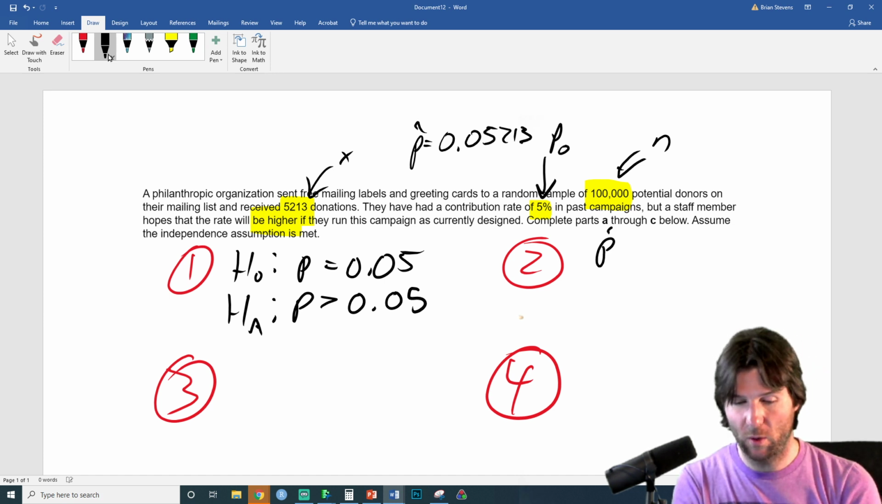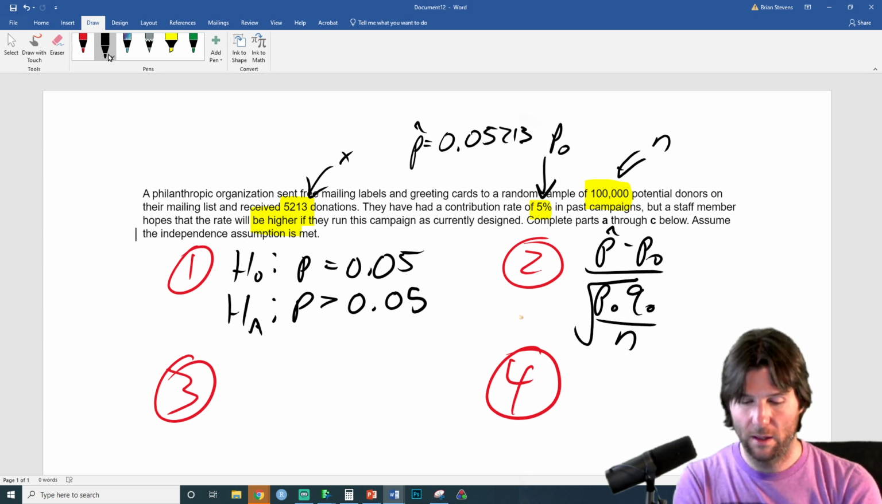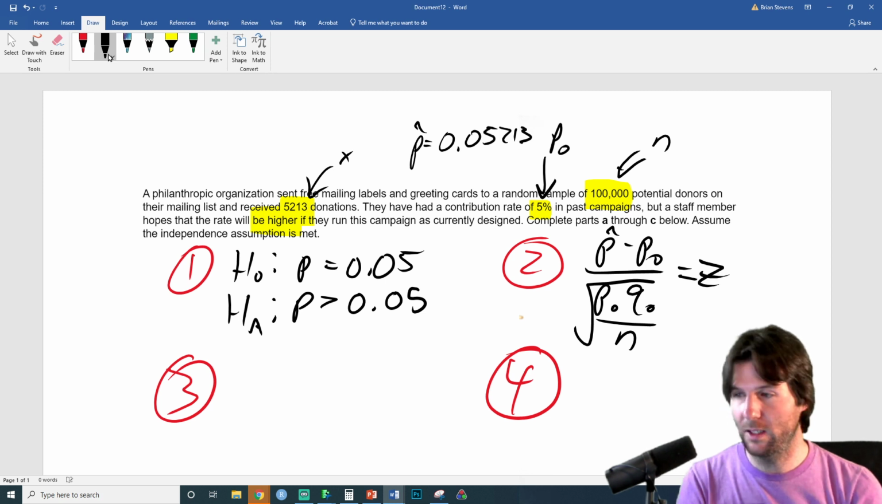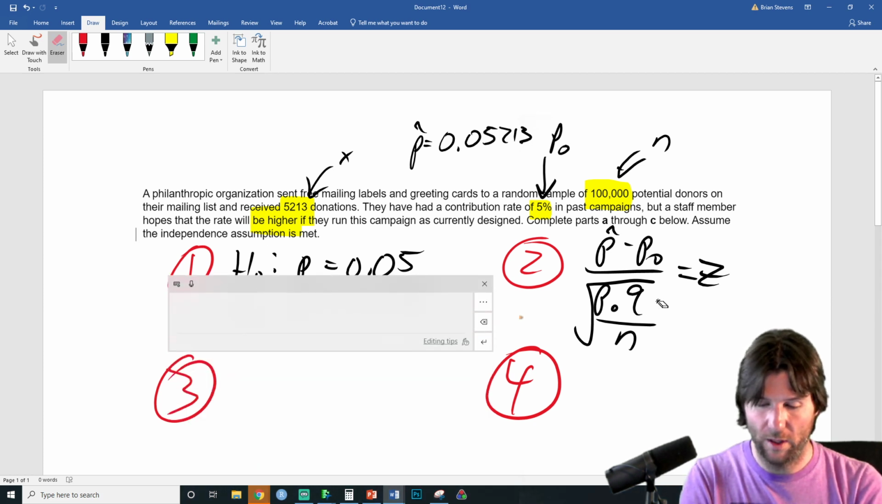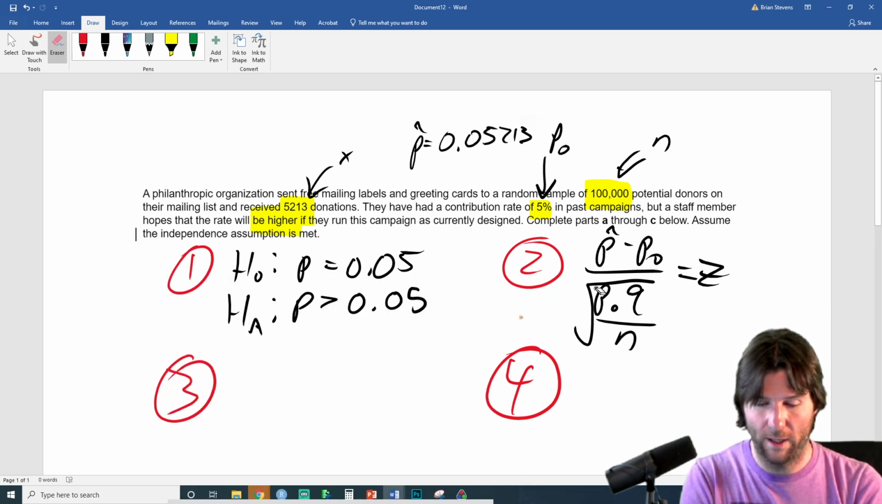So when we do this part of the equation right here, we do p hat minus p naught over the square root of p naught q naught over n. This will get us the z-score right here. And I don't know why Streamlabs is not working. I'm going to look into that later tonight. So here we go right here.